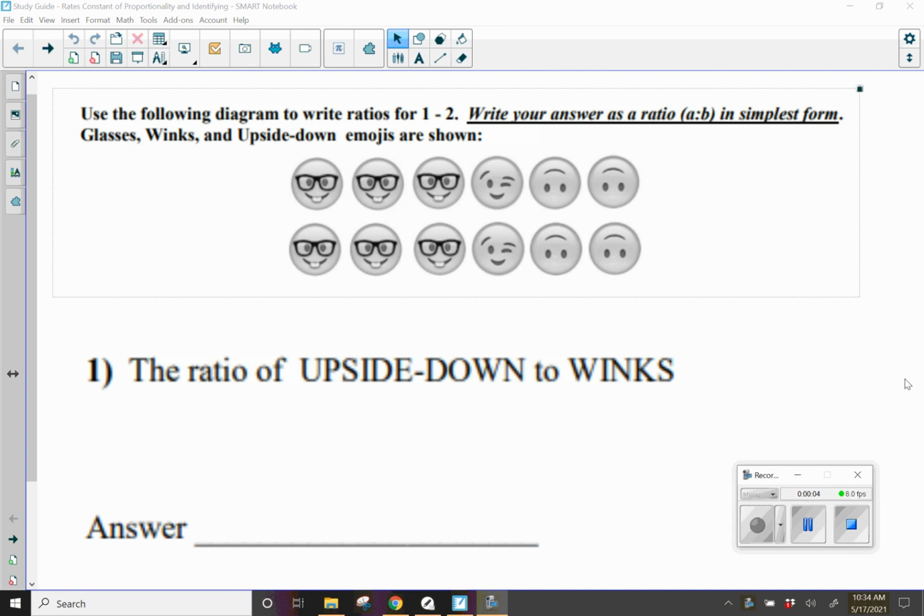Hello, everybody. We're going to go over the study guide today for your quiz coming up next week on rates, constant of proportionality, and identifying proportional relationships. So the first section is simplifying ratios.